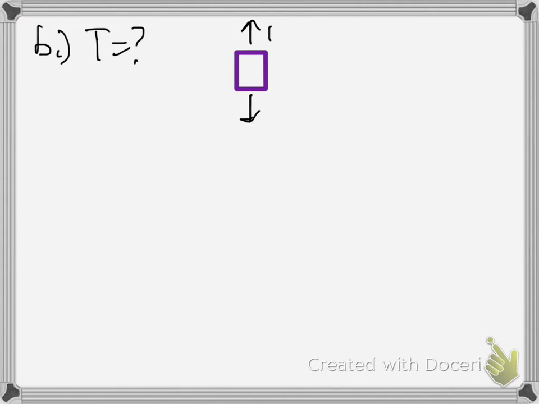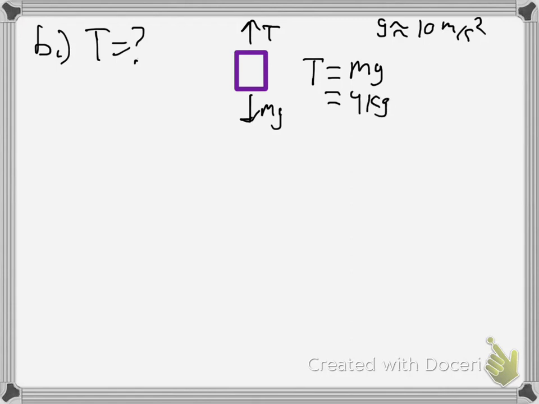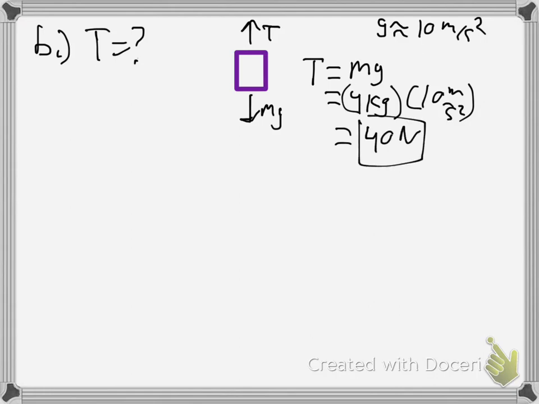If this is tension and this is mg and they're in equilibrium, that means that tension is going to equal mg. Remember, for these problems, to make it easier, I'm going to use g as 10. It's just much, much faster, and it's accepted on the AP exam. So this is just 4 times 10, which gives us a nice 40 newtons. So this is B.